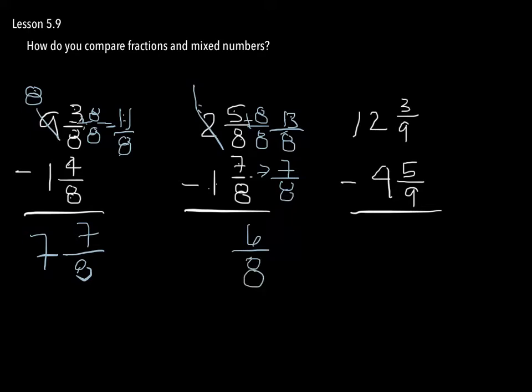And 1 minus 1 is 0. Now, if you write the 0, that's fine. If you don't write the 0, that's fine too. Finally, we have 12 3/9 less 4 5/9.